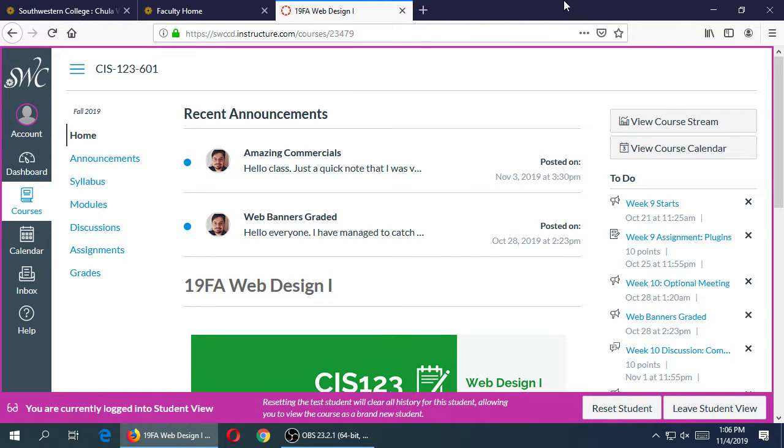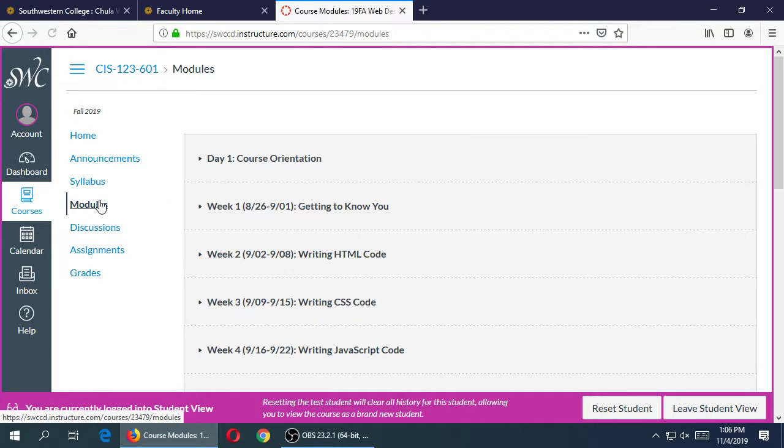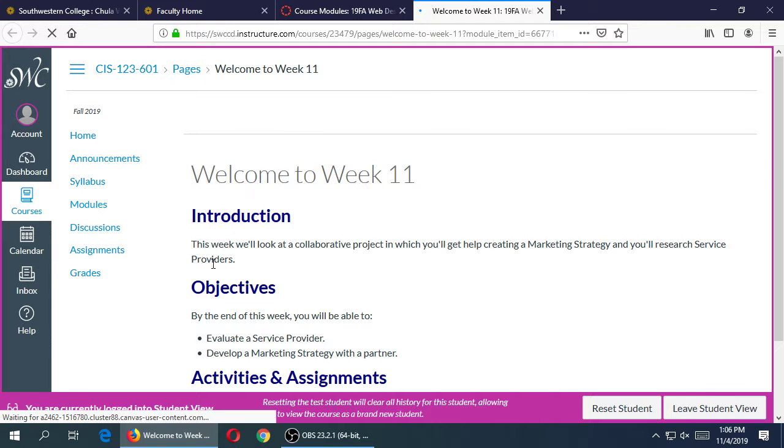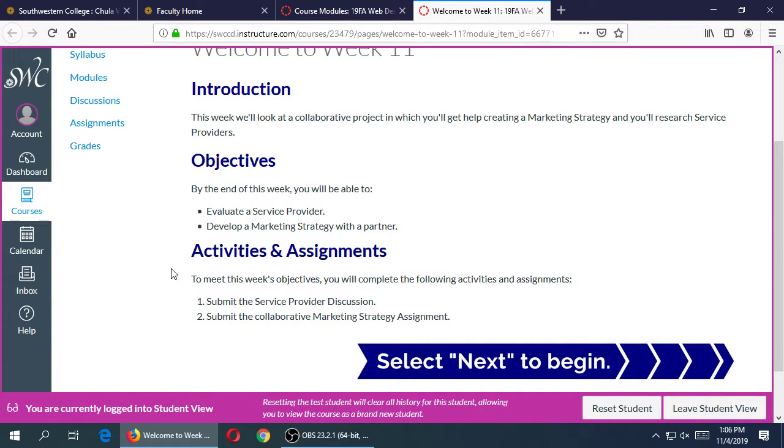All right, let's take a quick look at Canvas just to see what our goals are for the week. We've got a brand new module open for week 11. So we've got some objectives where we are going to talk about service providers.